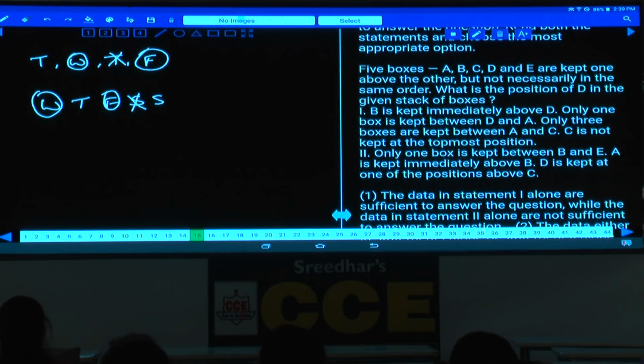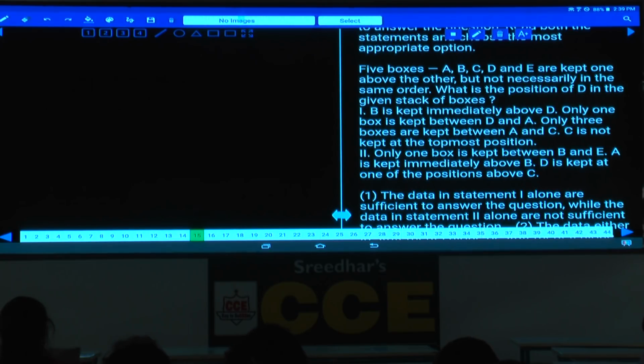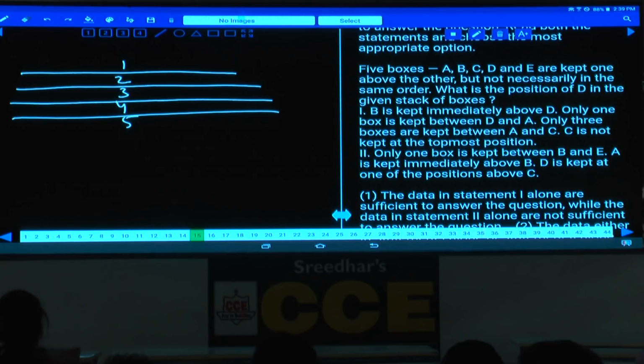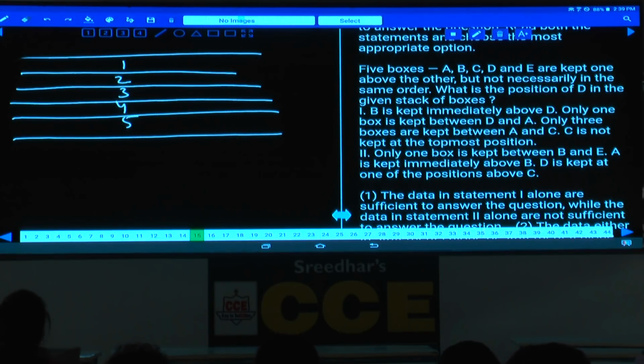Then coming to question number 15. 5 boxes are kept one above the other but not necessarily in the same order. What is the position of D in the given stack of boxes? Now the question is about where this D is fixed. Then condition number 1. Now in order to identify the position of this D, tell me which statement is required.